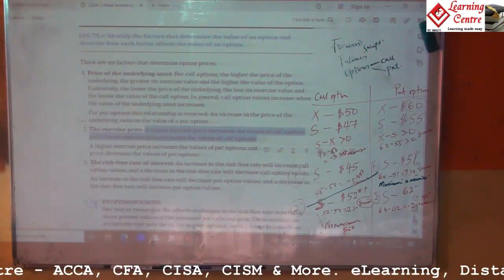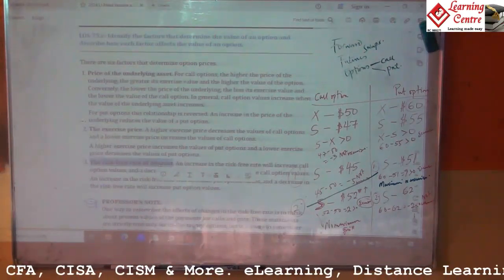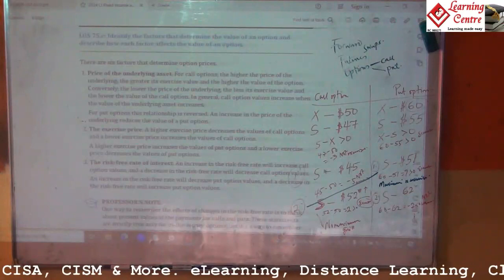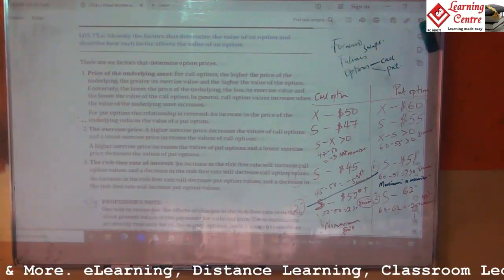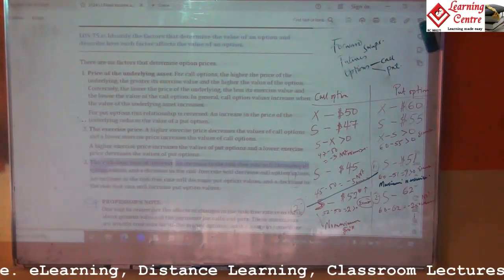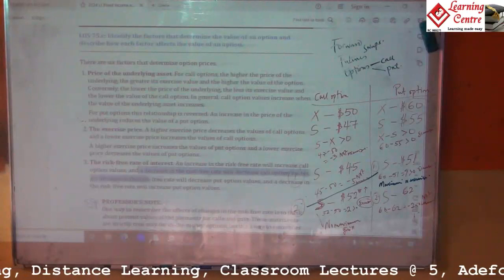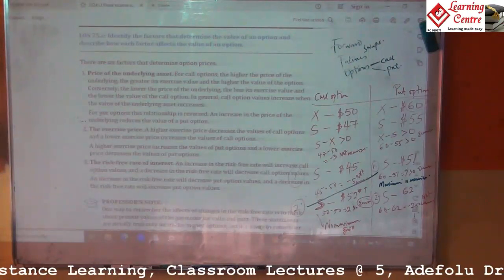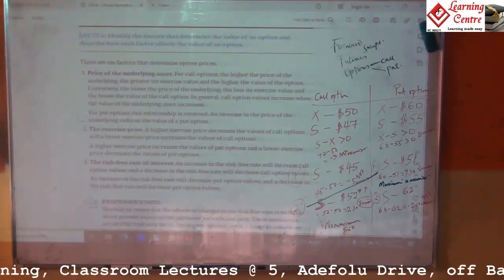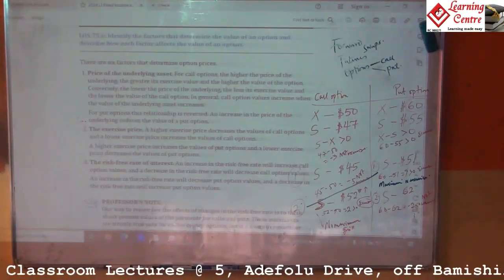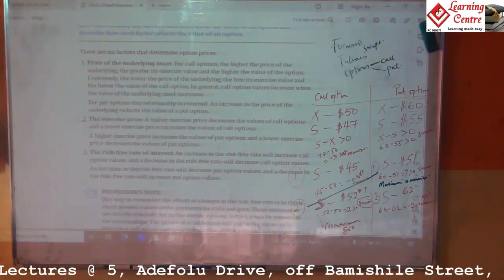Now the risk-free rate. Remember, this risk-free rate is what we have in those formulas to calculate in relation to today. So an increase in the risk-free rate will increase call option value, and a decrease in the risk-free rate will decrease call option value. I just need you to understand it, because at the end of the day, you are bringing it to present value. So is that the rate at which you are bringing it to present value?